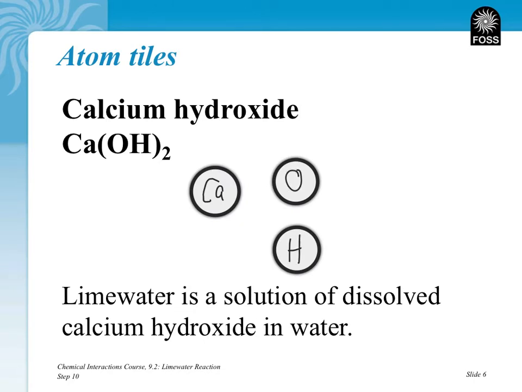But you'll notice some parentheses. And in math, if there are parentheses around numbers with a small 2 on the outside, that means I must multiply what is in the parentheses by 2. So it's not just one calcium, oxygen, and hydrogen. It is an extra oxygen and an extra hydrogen.